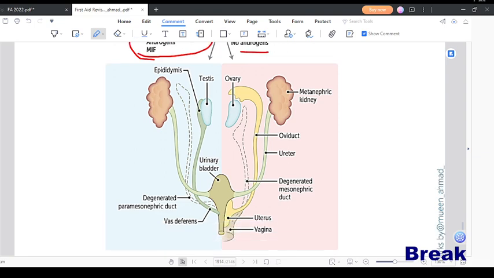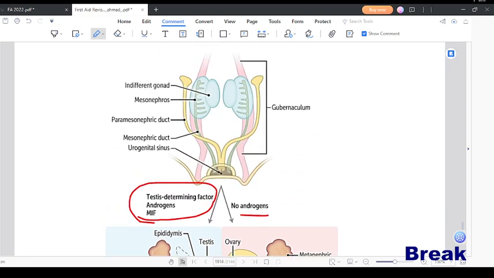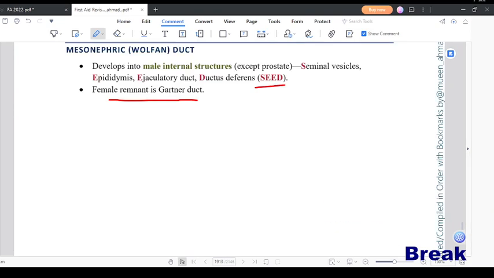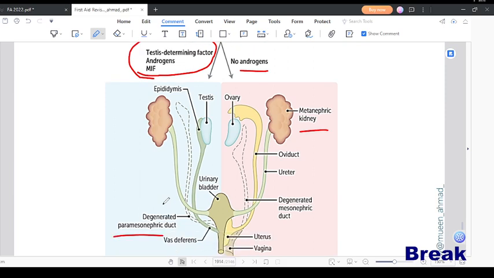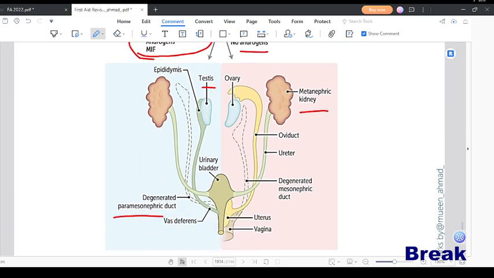These result in the epididymis. These are metanephric kidneys, so let's not consider them. Here you can see that the yellow structure formed by the paramesonephric duct is degenerated in the case of males. So what is prevalent? The paramesonephric duct is degenerated, but the mesonephric duct is there. The mesonephric duct gives rise to the vas deferens, the epididymis, and all that. Urinary bladder is coming from the urogenital sinus, I guess.